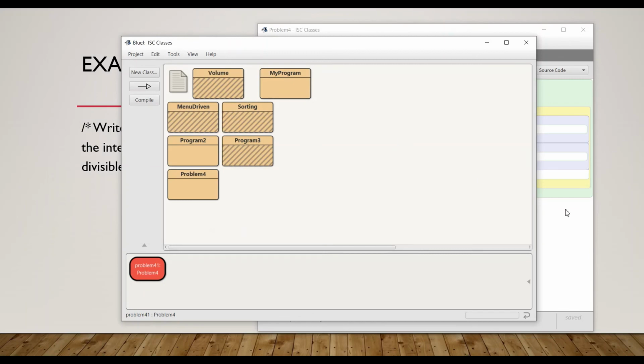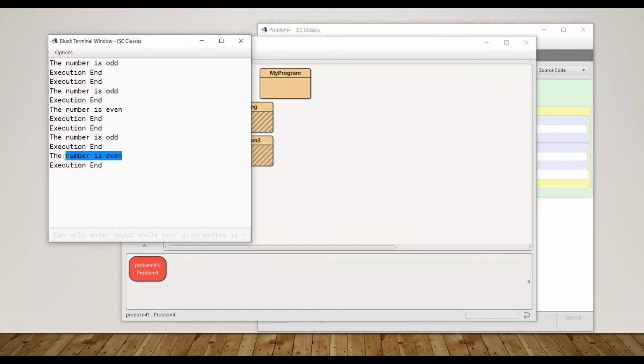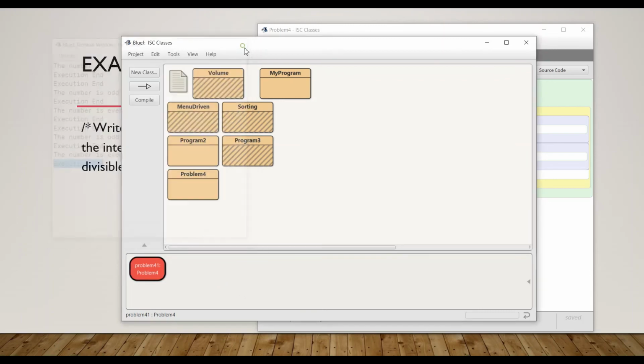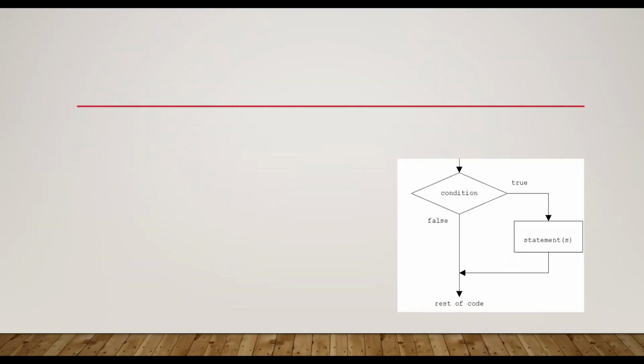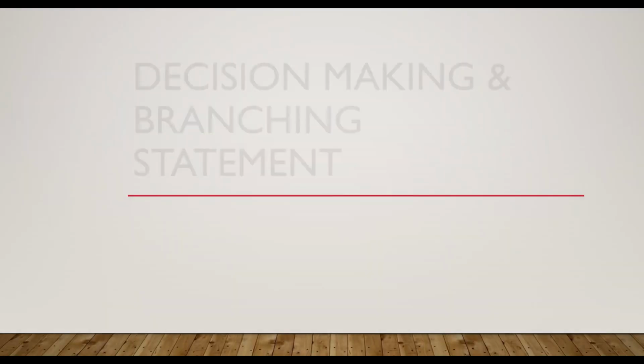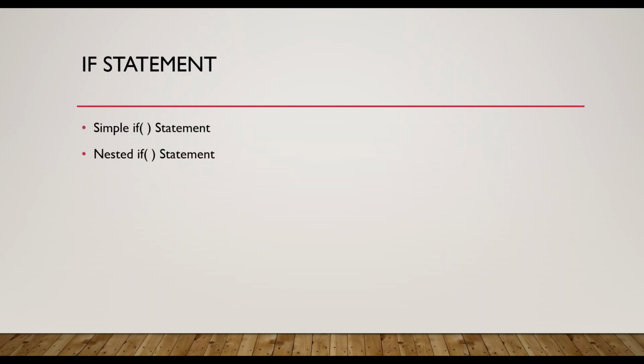Let's say another number to check whether that number is even or not, like 40. It is divisible by 5 as well as divisible by 2. So the number is even, and it also printed the rest of the code. So this is all about the if statement and the nested if statement. Already we know what the simple if statement and the nested if statement are.